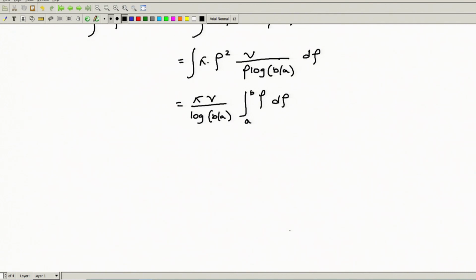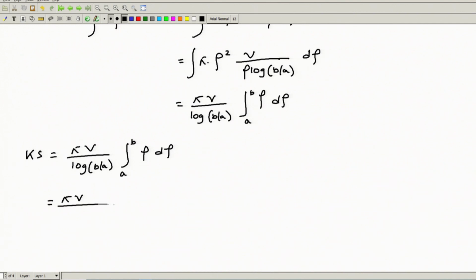Then we can have Ks as pi V upon log of B by A, integrated from a to b of rho d rho, which will give us pi V upon 2 log B by A times b square minus a square.